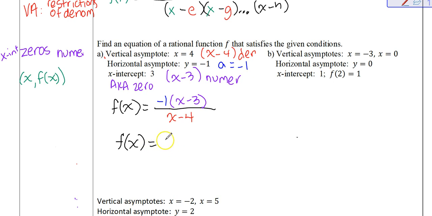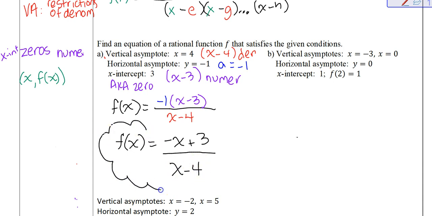So we get -x plus 3 all over x minus 4. And before you decide you're good with that, I do want to talk to you about one other thing. I'm going to show you how to plug this into Desmos just to make sure that it's correct. I'm going to pause the video for a second.